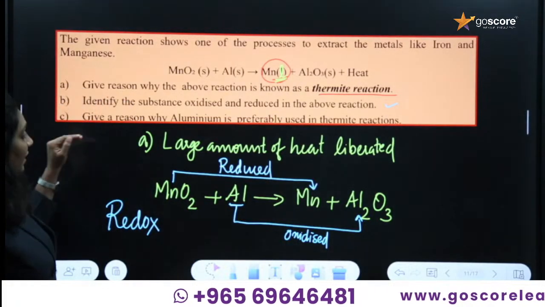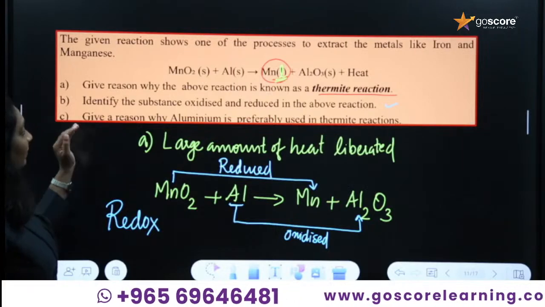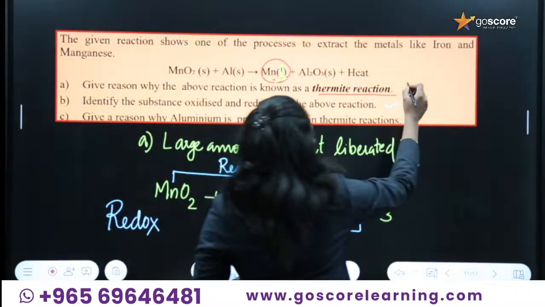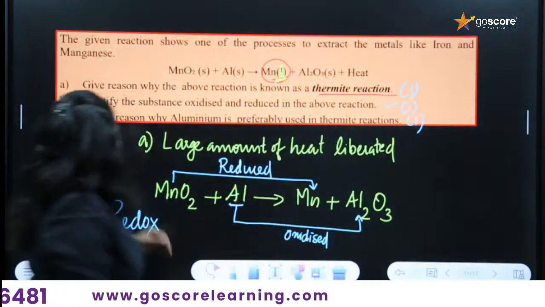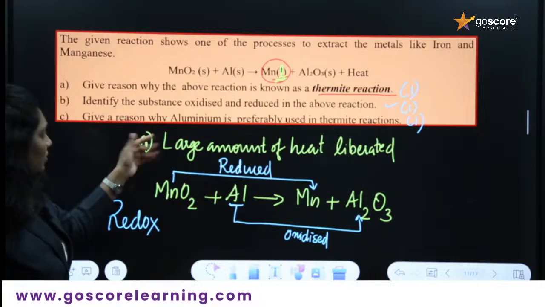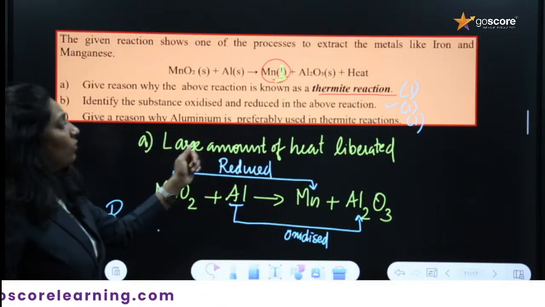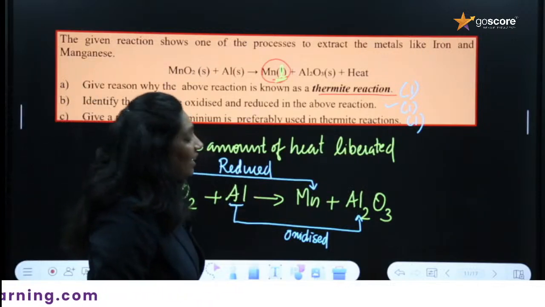Okay, next one is the third question. That is for 3 marks. If you wrote this answer, you will get 1 mark. This one 1 mark. This one 1 mark. And your last 1 mark question is give a reason why aluminium is preferably used in the thermite reaction.